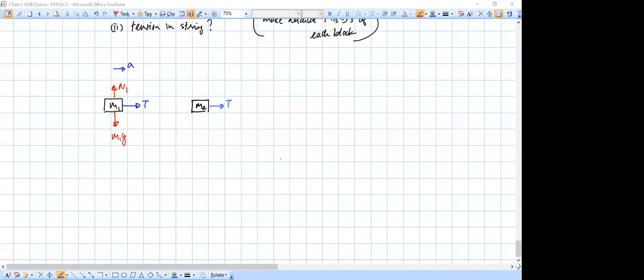Yeah, so I just got disconnected in between. So coming back here, sorry, this horizontal force F and tension acting backwards. This has the same acceleration a.